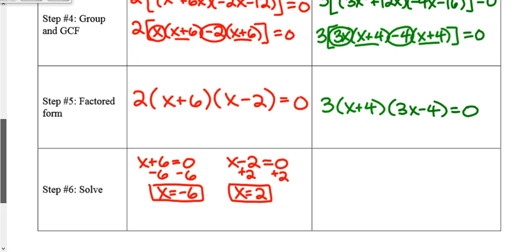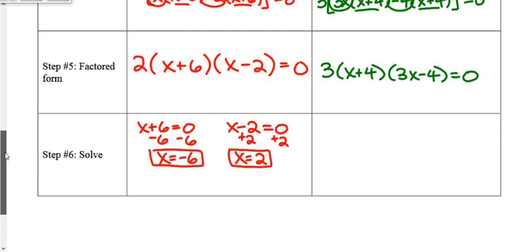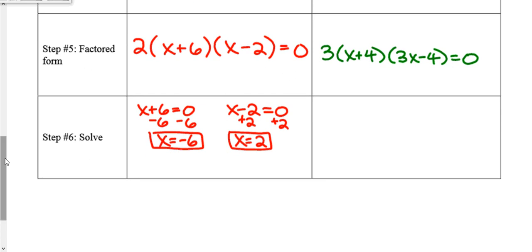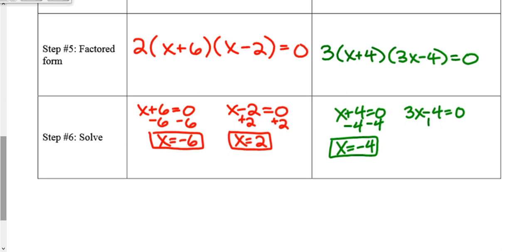And then we solve. So to solve, we're going to set each of those factors equal to 0. So x plus 4 equals 0, and 3x minus 4 equals 0. And we're going to solve. So to get x by itself in the first equation, we subtract 4. So x equals negative 4. And then in the second equation, I'm going to start by adding 4. So I get 3x equals 4. And then I would have to divide by 3. So I get x equals 4 thirds as my second answer.